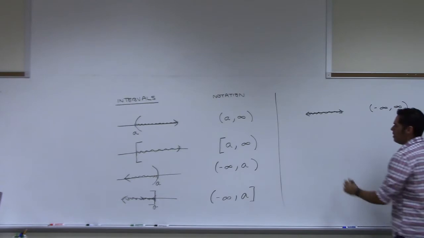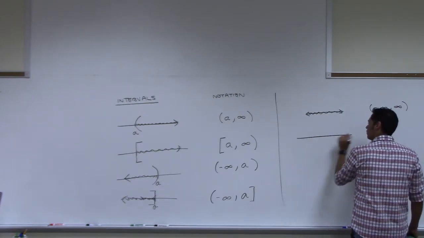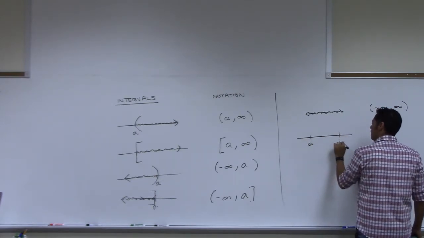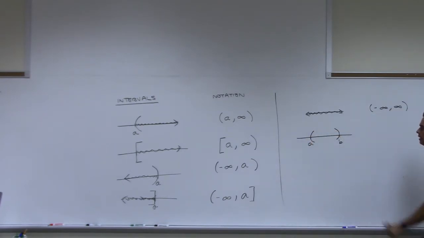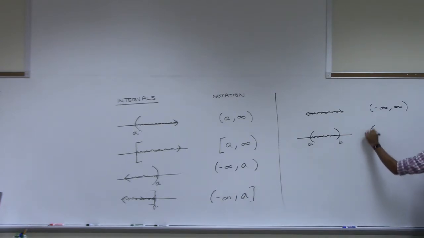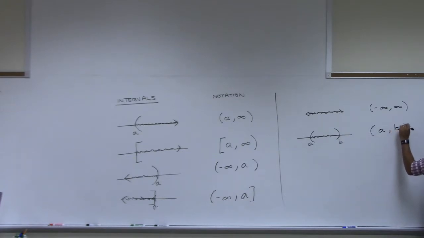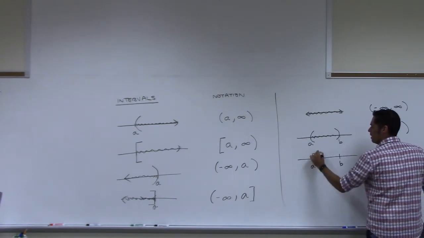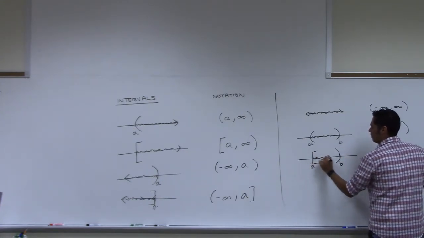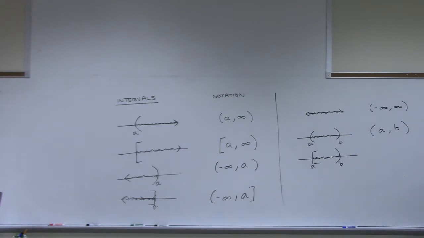What if you have this? A to B, not including A, not including B. Everything in between. Parenthesis, A, comma, B, parenthesis. And then you could have A, B, include A, don't include B. So what would happen? Bracket, A, B.